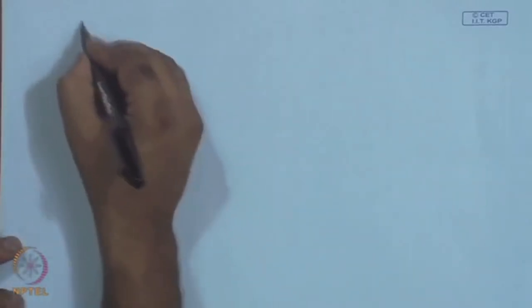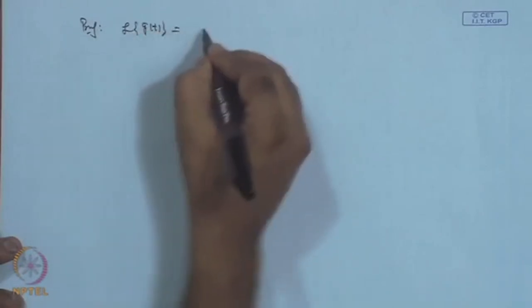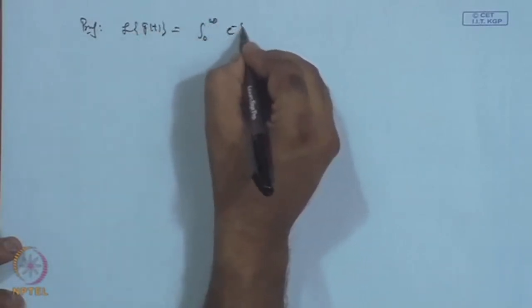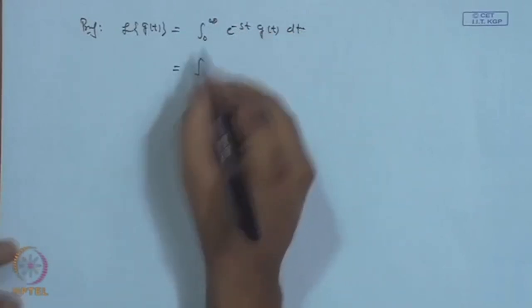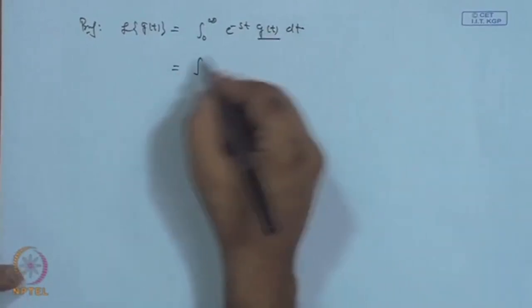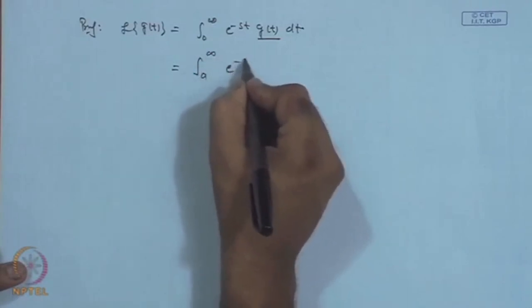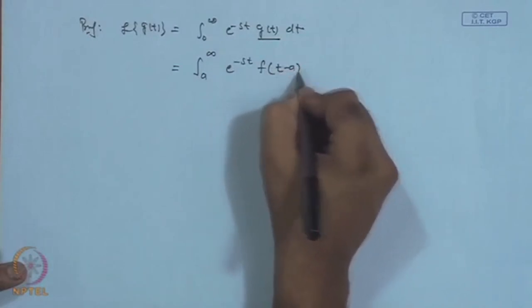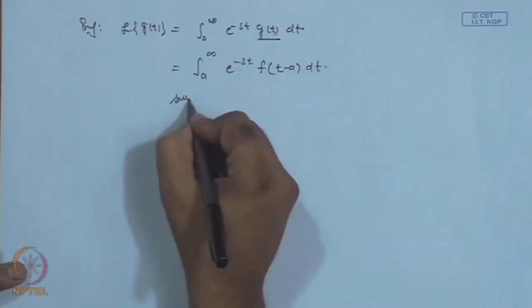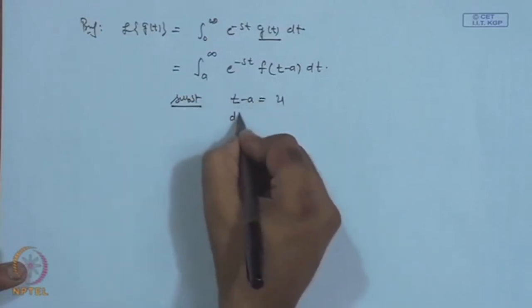So we go quickly to the proof of this. The Laplace transform of g(t) as usual is the integral from 0 to infinity of e^{-st} g(t) dt, and because this g(t) is 0 from 0 to a, we have the integral from a to infinity of e^{-st} f(t minus a) dt. What we can do is substitute this t minus a with a new variable u, so that dt is equal to du.